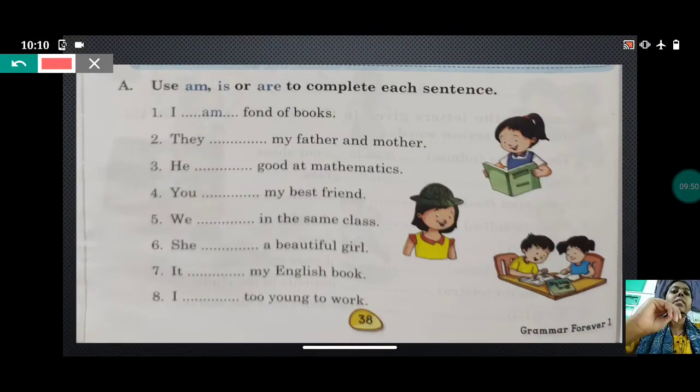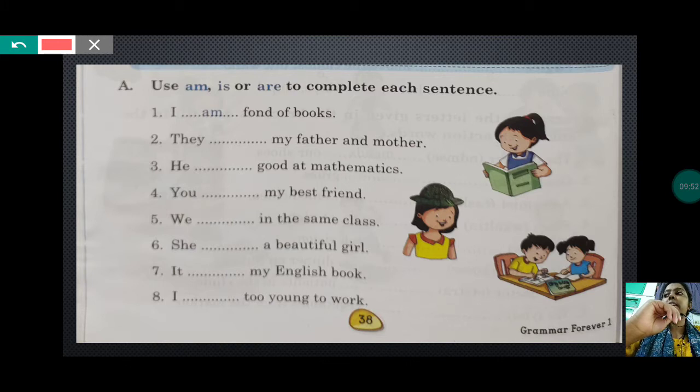Now students, we will discuss some questions related to is, am and are. Question number A. Use am, is or are to complete each sentence. Number 1 is done for you. I dash fond of books. Now whenever a person talks about himself or herself, he or she uses I, and I always goes with am. So I am fond of books.